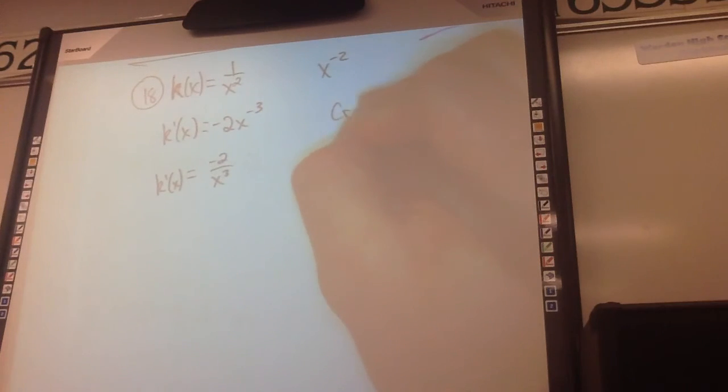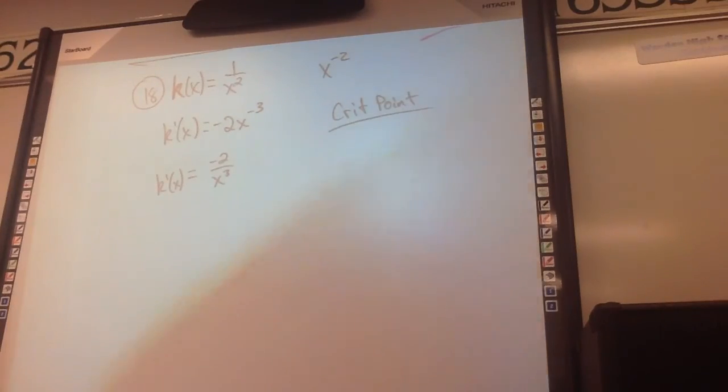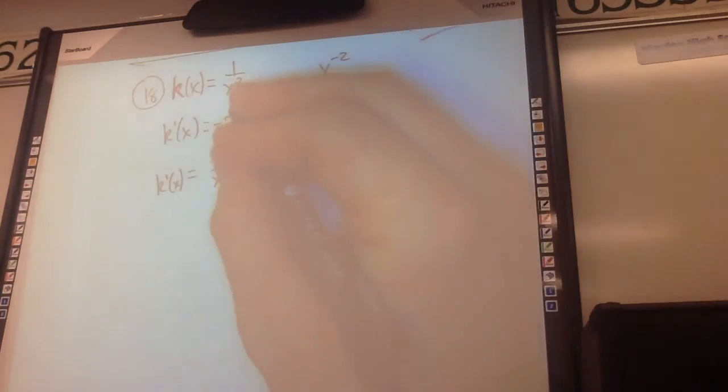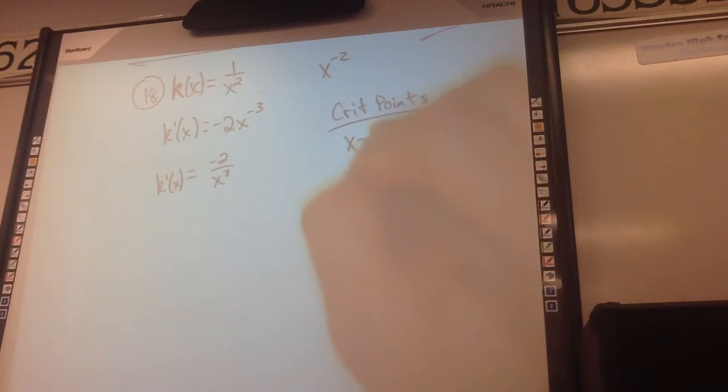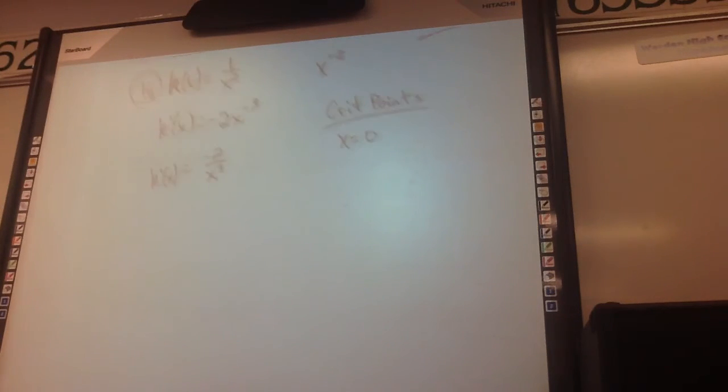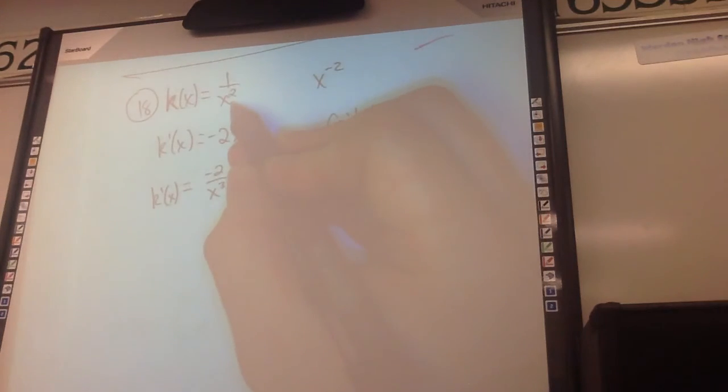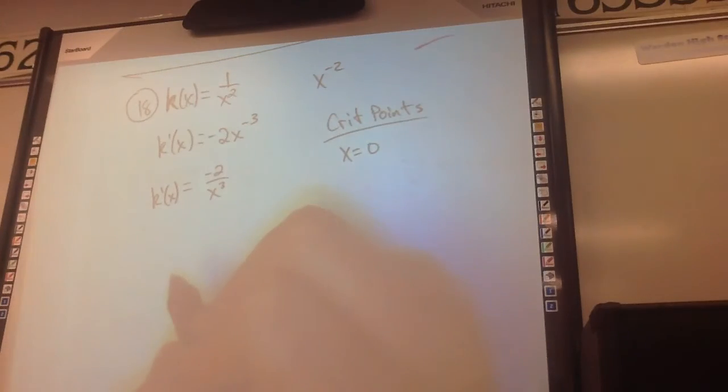There's no endpoints. But when you think of endpoints, you think of domain. And when you think of domain, you should know x cannot equal 0. x cannot equal 0, so x equals 0 is a critical point. Yeah, exactly. So that's a critical point.